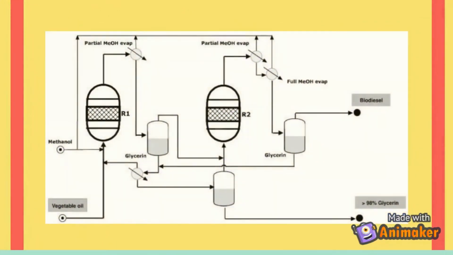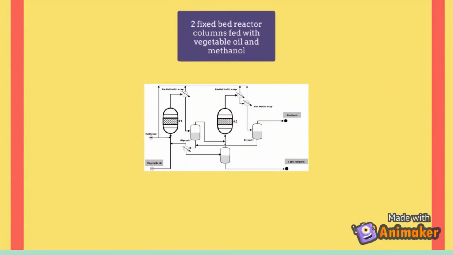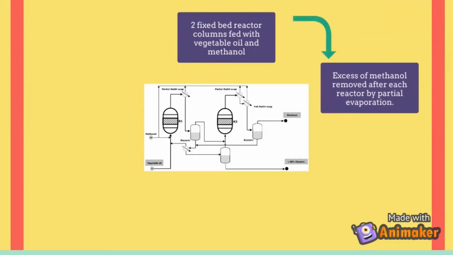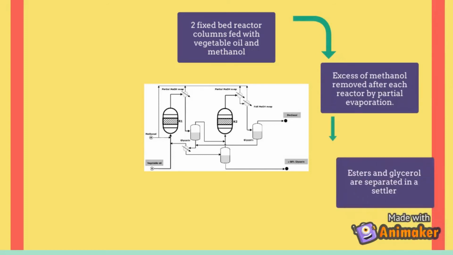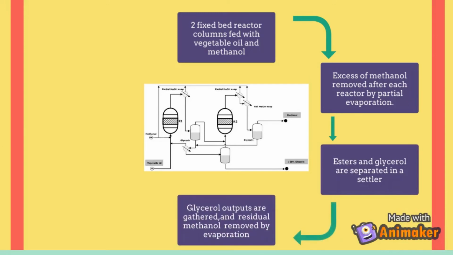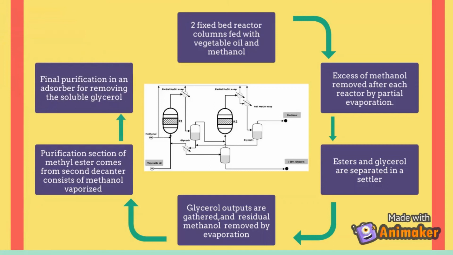We have also chosen the most ideal catalytic reactor, which includes 2 fixed-bed reactor columns fed with vegetable oil and methanol, where excess methanol is removed after each reactor by partial evaporation. Then, esters and glycerol are separated in a settler. Glycerol outputs are gathered, and the residual methanol is removed by evaporation. The purification section of methyl ester coming from the second decanter consists of methanol vaporized under vacuum followed by a final purification in an adsorber for removing the soluble glycerol.